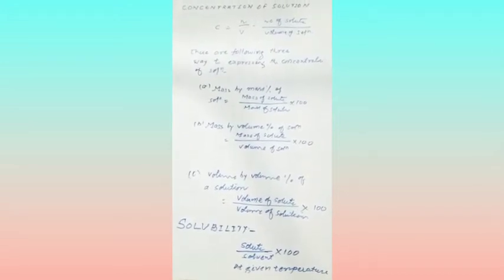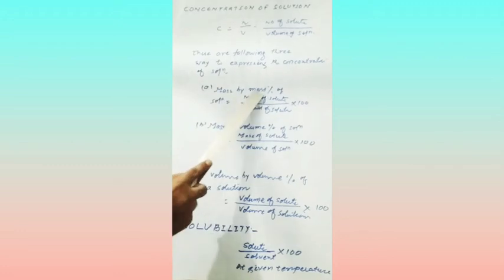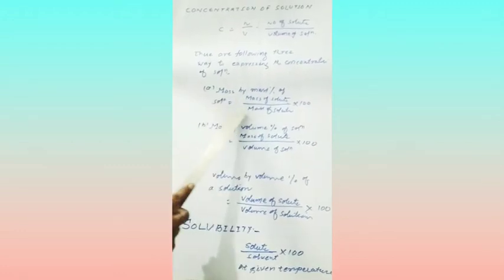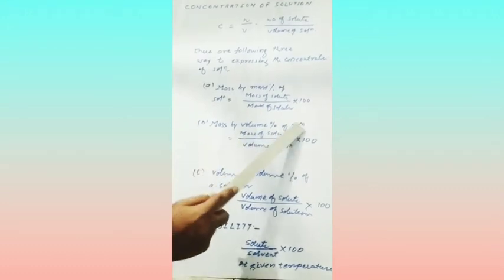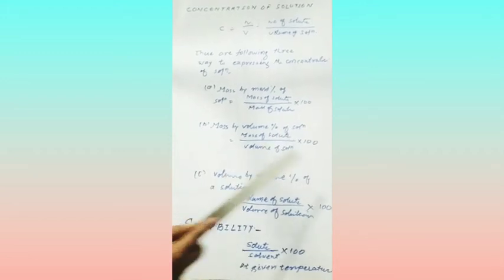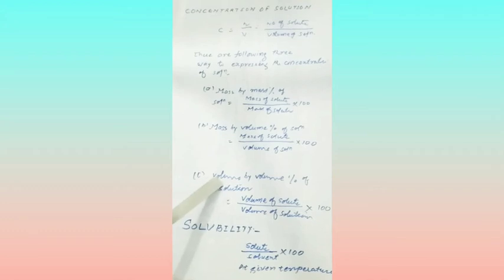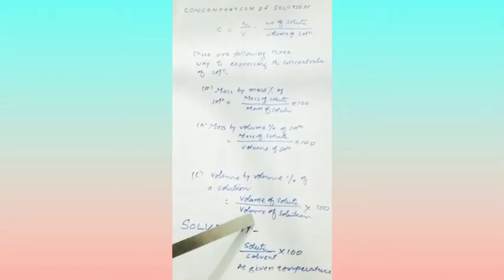Now there are the following three ways to express the concentration of a solution. First, mass by mass percentage of a solution is equal to mass of solute divided by mass of solution, into 100. Second, mass by volume percentage of a solution is equal to mass of solute divided by volume of solution, into 100. And third, volume by volume percentage of a solution is equal to volume of solute upon volume of solution, into 100. So these are the three ways of expressing the concentration of a solution.